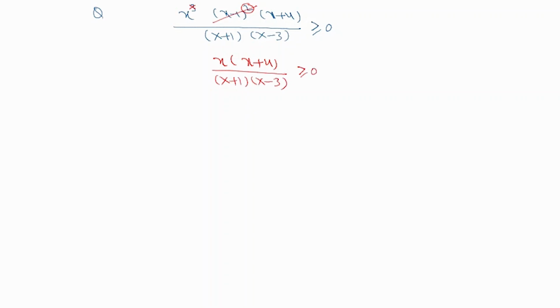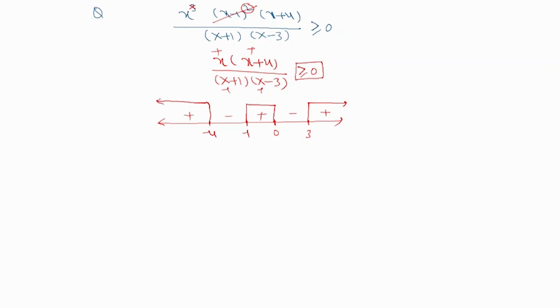So the roots are minus 4, minus 1, 0, and then 3. What is the sign of the rightmost? Plus, plus, plus, and plus. So the sign of the rightmost is plus, then minus, and then plus. Now what do I need? I need greater than or equal to 0, so positive. It lies in this interval, and it also lies here, right?